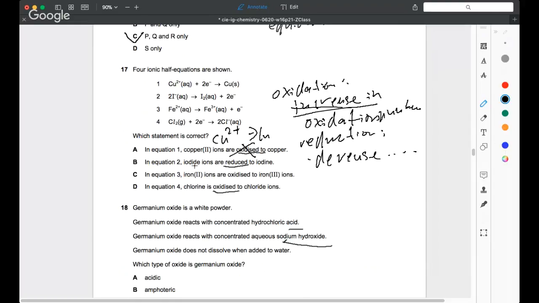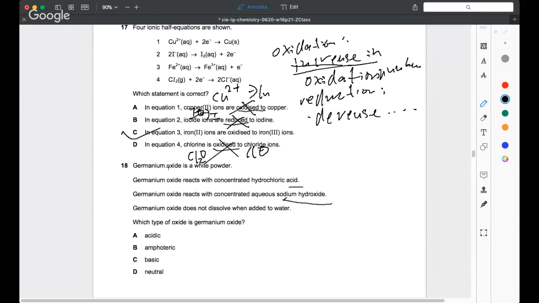And 2 iodide ions are reduced. So iodide ion is I minus. 2I minus to I2 is an increase in oxidation number, so it's oxidized. Number 4, chlorine is oxidized to chloride ions. So chlorine has an oxidation number of 0, and chloride ion is -1. So this is a decrease in oxidation number, so this is reduction. So C is the right answer.